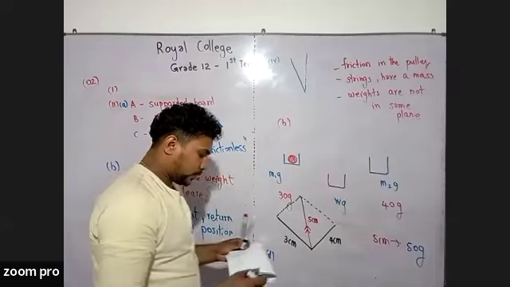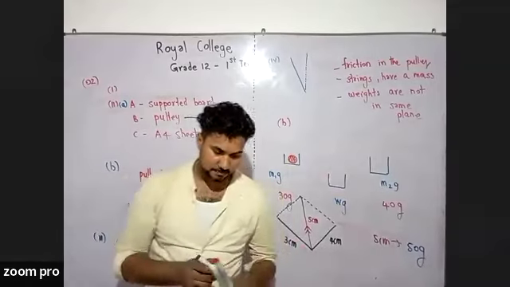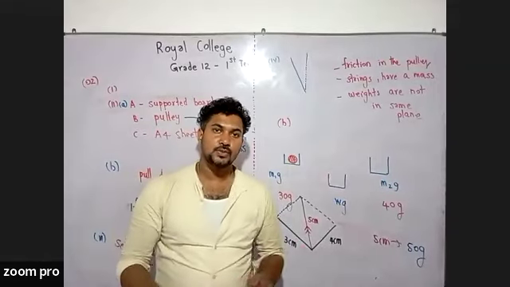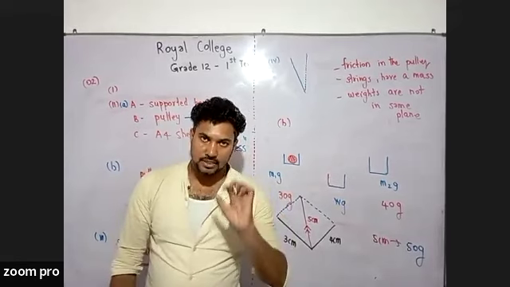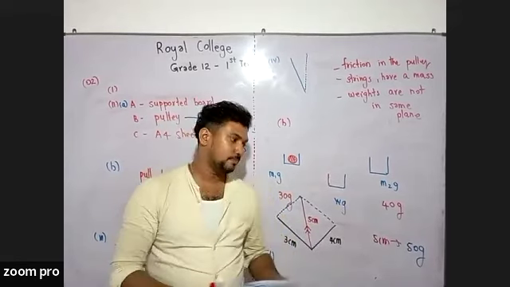What is the reason for using a light inextensible string? Because otherwise we have to consider the mass of the string too, right?